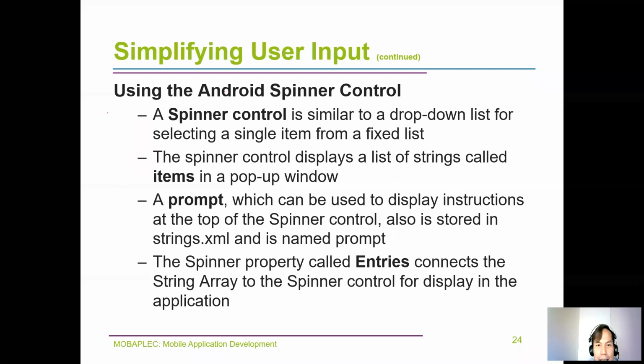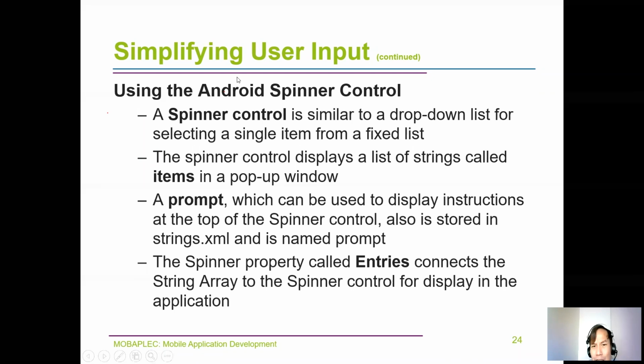So the spinner control displays a list called items, as I said, in a different window or a pop-up window that you can show based on the buttons or the controls that Android Studio has. Then a prompt. When you say prompt, this is actually a viewing instruction on top of the spinner control. Usually you could see that in string.xml, and the name is prompt. So prompt is the name of that particular control.